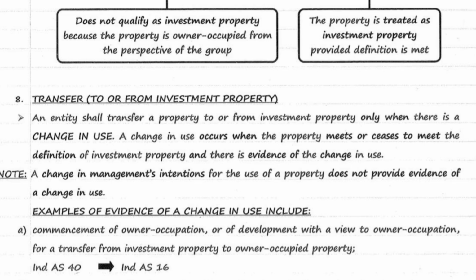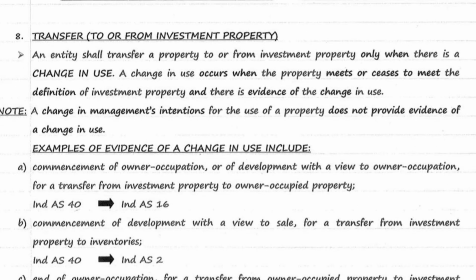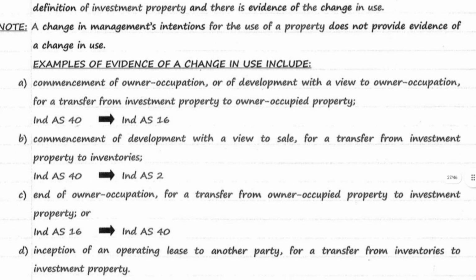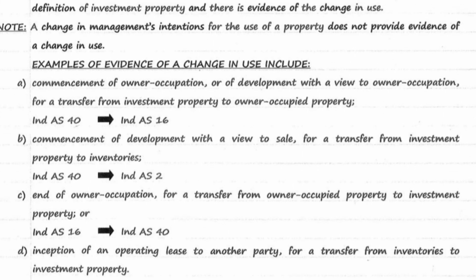What are the examples of evidence of a change in use? Evidence of a change in use includes commencement of owner occupation or of development with a view to owner occupation, for a transfer from investment property to owner-occupied property. That means from Ind AS 40 to Ind AS 16. Next, commencement of development with a view to sale, for a transfer from investment property to inventories. That means Ind AS 40 to Ind AS 2.